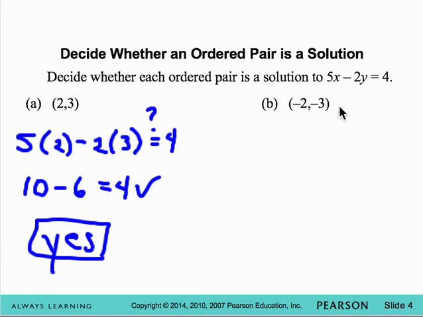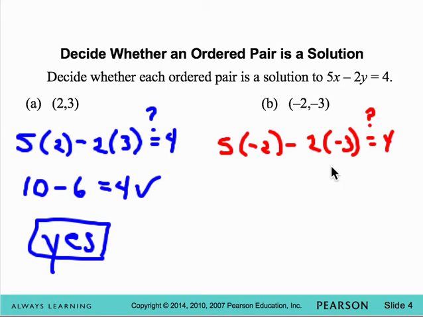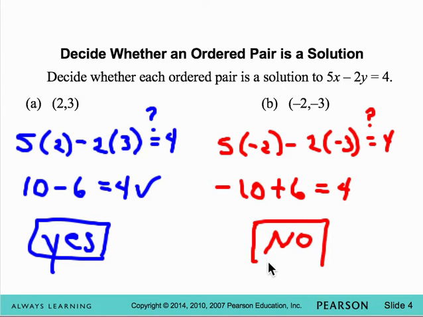Let's see if (-2, -3) is. So I'm going to let x be -2 and y be -3. And my question is, does that equal 4 also? So is -10 plus 6 equal to 4? No, it does not equal 4.